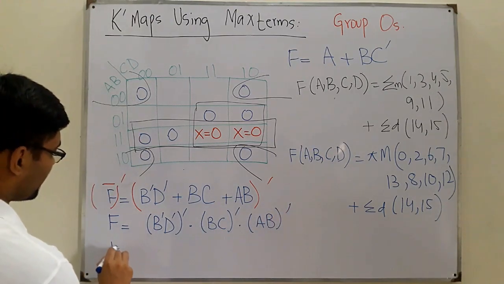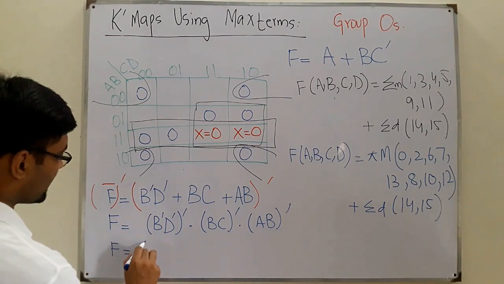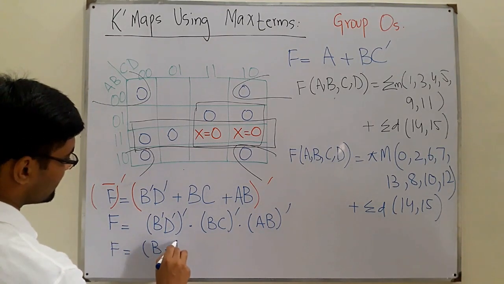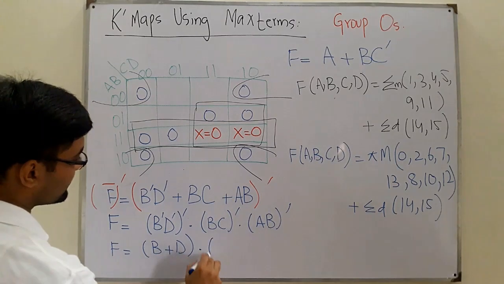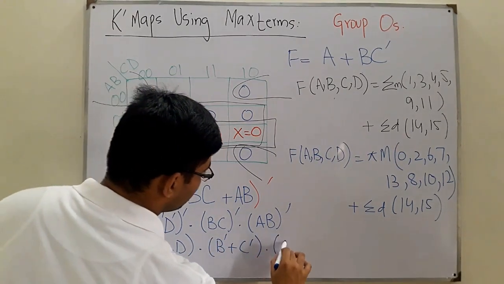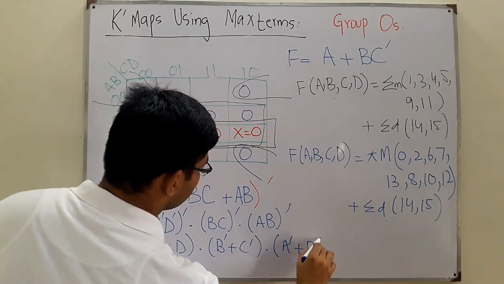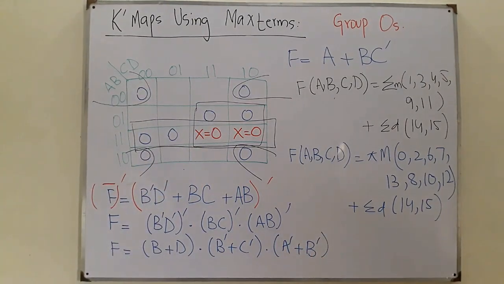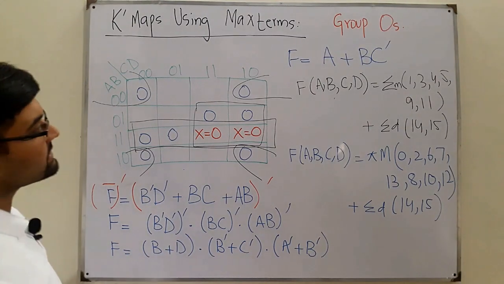And now again, F is equal to, so you apply it inside, you have B plus D into, you have B complement plus C complement. And then you have A complement plus B complement. Now this is the final answer. Okay, so that's all about it.